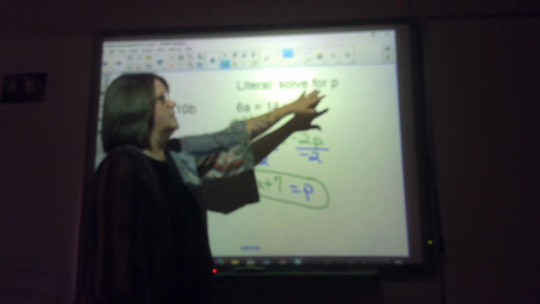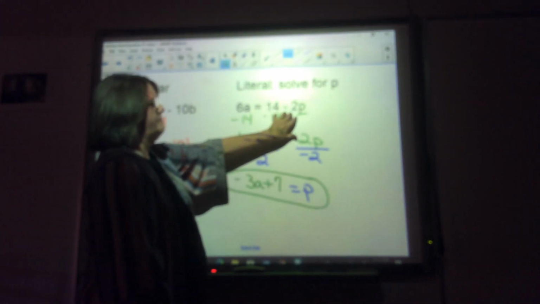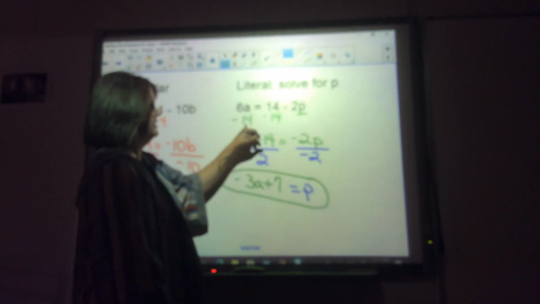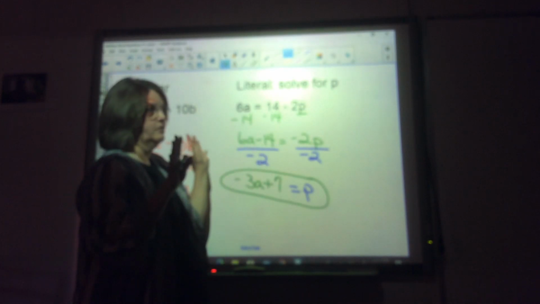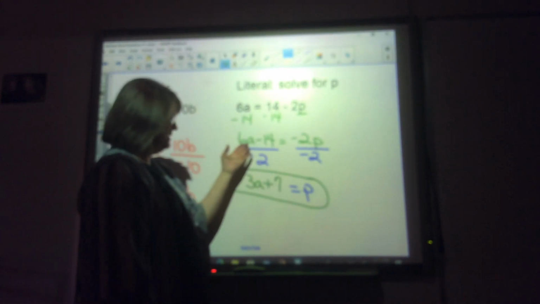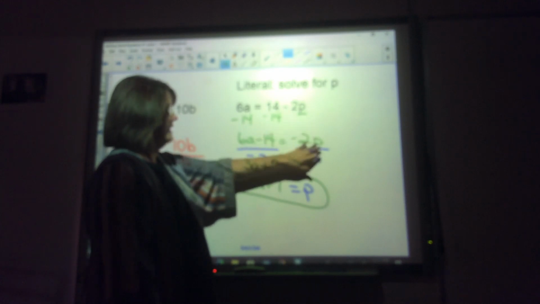I'm going to come over, I'm going to solve for p. Alright, this is the side p's on, so this is the side where I've got to move things. So I'm going to move the 14 first. 6a minus 14 is what I'm left with. I can't put it together, they're not like terms. I just write 6a minus 14 equals negative 2p.